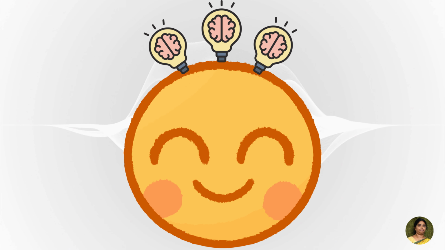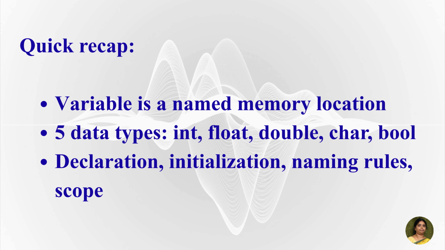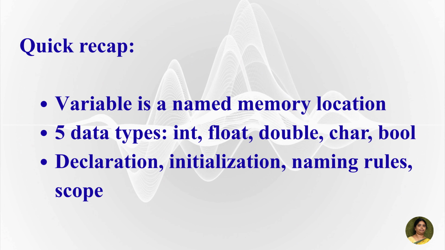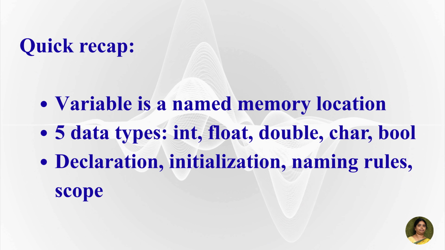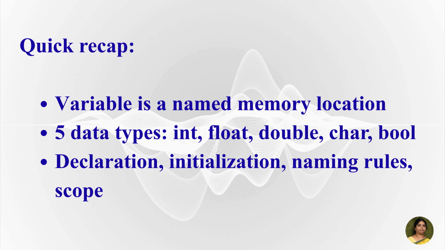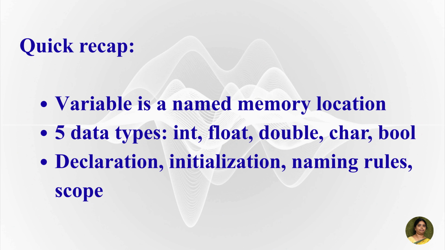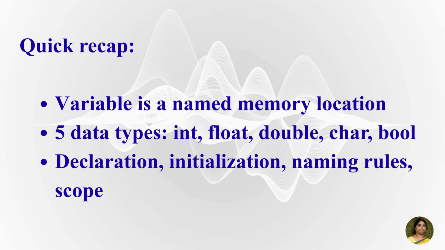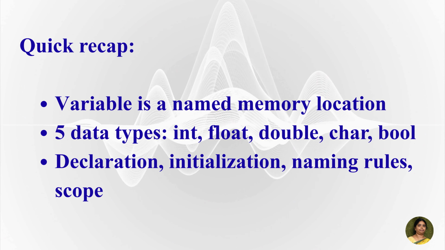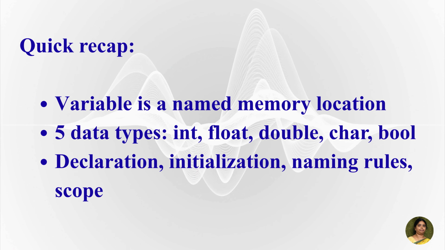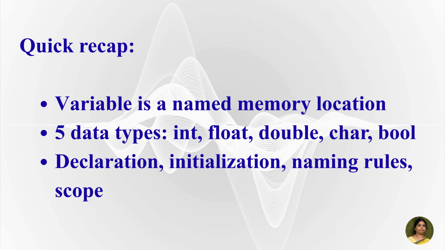Let's have a quick recap of what we studied today. Variables: what is that? A named memory location. The general syntax is data type, then variable name, and then the value. Int age equals 18. Data types: int, float, double, char, bool, string. We studied declaration, initialization, naming rules, and local and global variables.